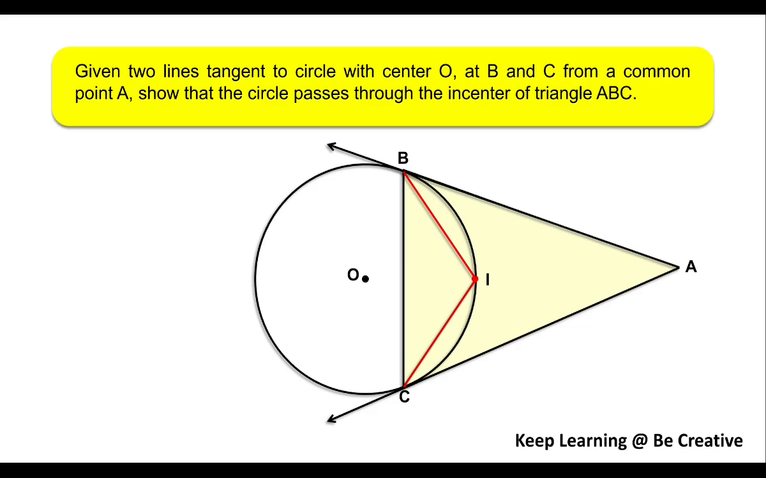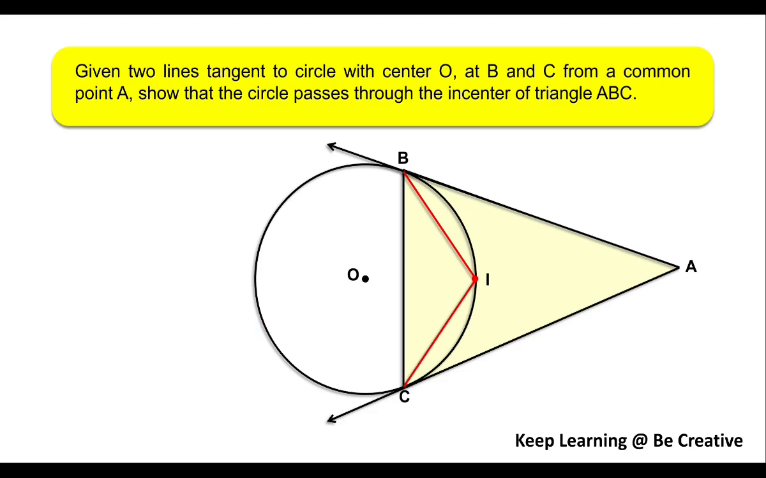Today we are going to discuss a very interesting theorem of geometry. Given two lines tangent to the circle with center O at B and C from a common point A, show that the circle passes through the incenter of the triangle ABC. So this is the diagram given.